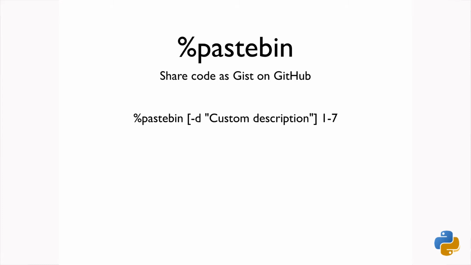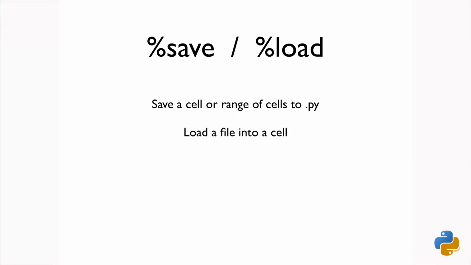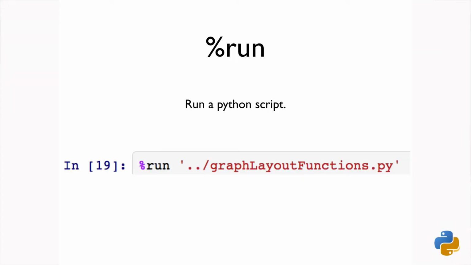Okay. The next one is Pastebin, which just lets you create a gist on GitHub if you want to get some help with your code and share it. And then Load and Save, which lets you save out a cell or a range of cells, or else load a file into a cell. And finally, the run command, which lets you run an external script.